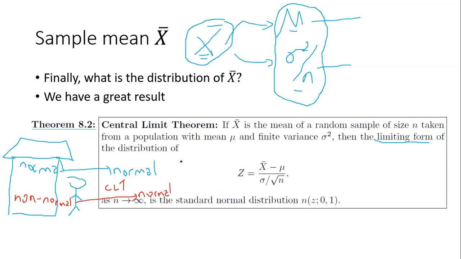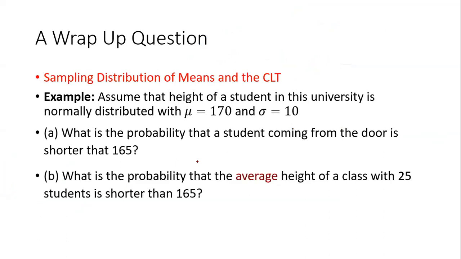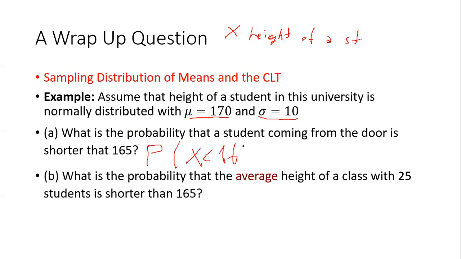That's something great. Then we have a question here, in order to understand what we mean by the variance of X bar. Assume that the heights of the students at Özyeğin are distributed normally, with mean equal to 170 and sigma equal to 10. What is the probability that the student coming to this Zoom session is shorter than 165? Let me define X as the random variable which shows the height of a student. Then this question asks, what is the probability that X is smaller than 165?